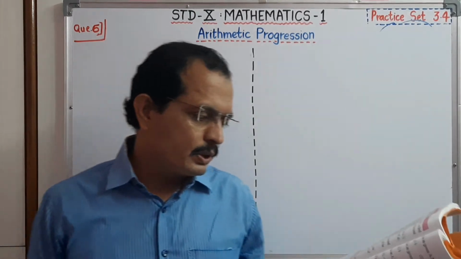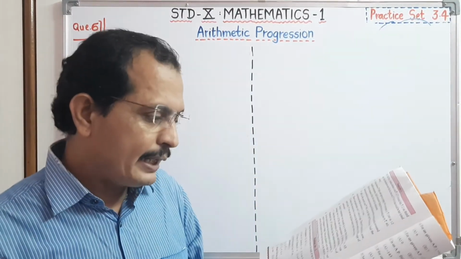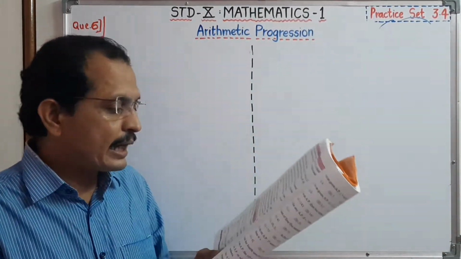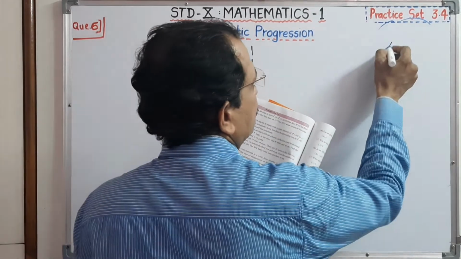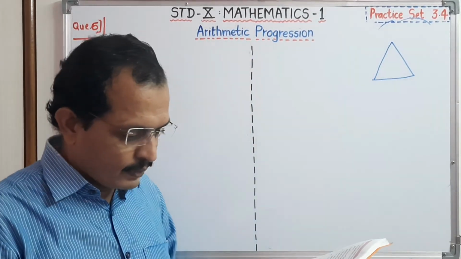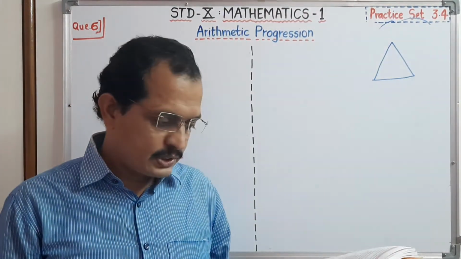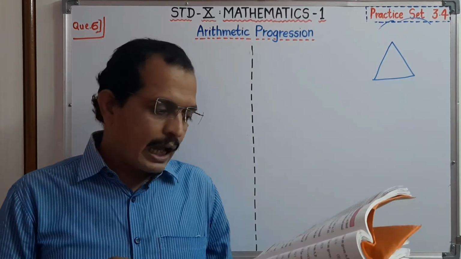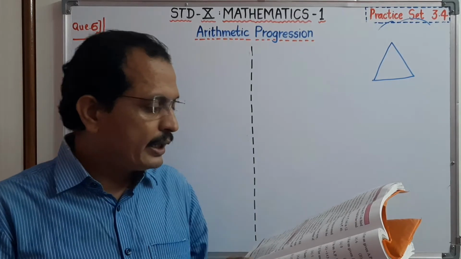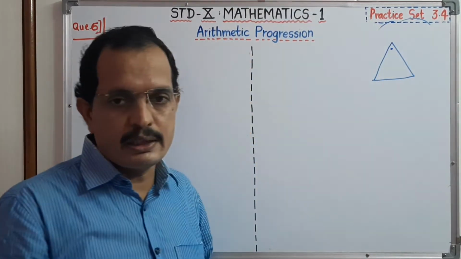See the sixth one. On the World Environment Day, tree plantation program was arranged on a land which is triangular in shape. Triangular shaped land is there. On that land, tree plantation program was arranged. Trees are planted such that in the first row there is one tree. Suppose this is the first row, one tree is planted.